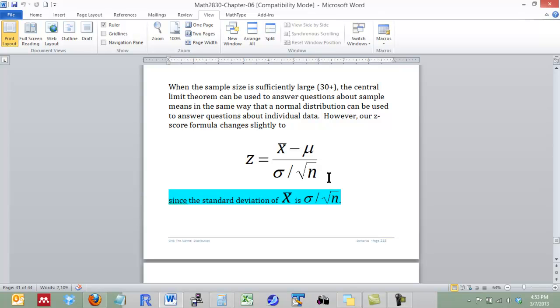You'll have to be really careful to look at whether I am talking about a calculation for a single observation, or a calculation for the mean. If it's the mean, then you have a different denominator for your z-score.